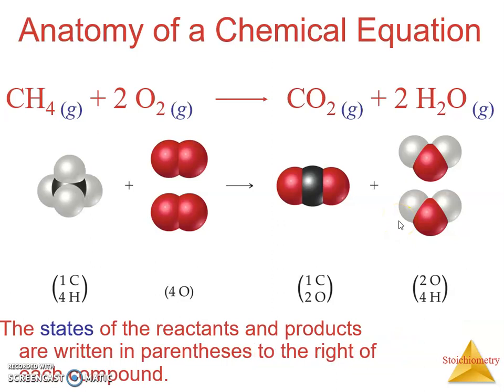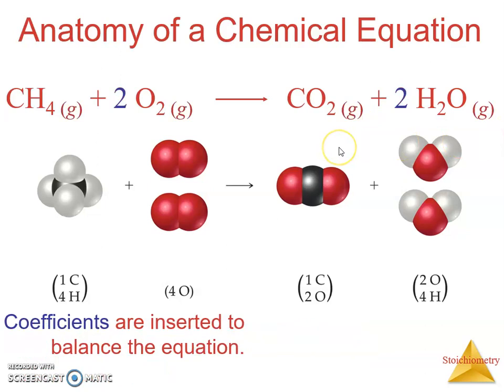So the states of the reactants and products are written in parentheses to the right of each compound. You see G means gas. Now coefficients are inserted to balance the chemical equation. This is the coefficient, this is the coefficient.